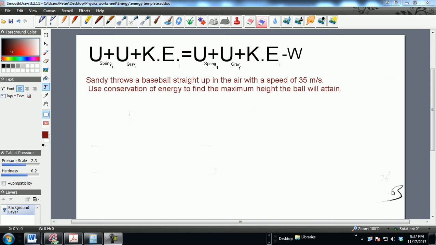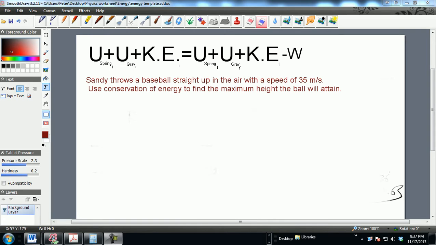Okay guys, the main difference here in conservation of energy worksheet number 1 is that it's the same equation, except now you don't have to deal with any work. Conservation of energy says energy before must equal energy after. If it's not, then it equals work.